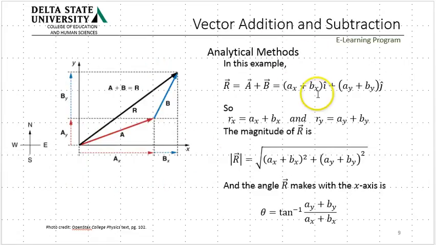So, analytical methods. A plus b is some new vector r: ax plus bx i hat, ay plus by j hat. Here's our A, here's our B. So our x is ax plus bx, our y is ay plus by. The magnitude of r, we can calculate that: ax plus bx squared plus ay plus by squared, and I'll take the square root. And then the angle r makes with the x-axis, we can get that angle.